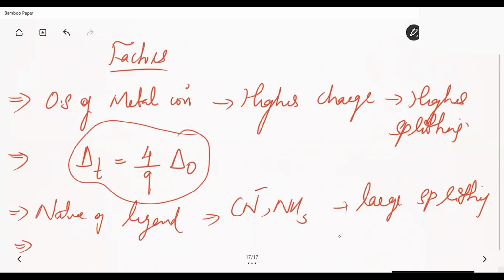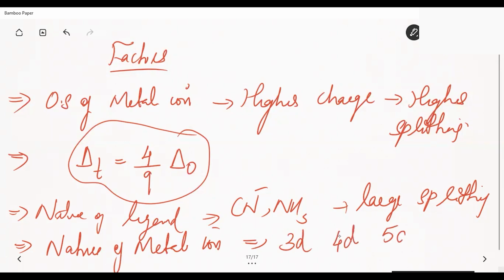And the last one is very important: nature of the metal ion. That means it depends upon which d orbitals they are, if it is 3d, 4d, or 5d. So the values are like this: 3d is less than 4d is less than 5d. That is the main thing. A metal ion present in 3d will have less splitting compared to 4d and 5d. Yes, these are the main factors affecting crystal field splitting.